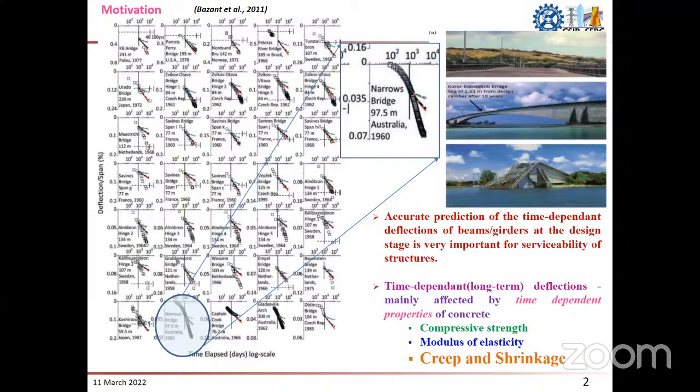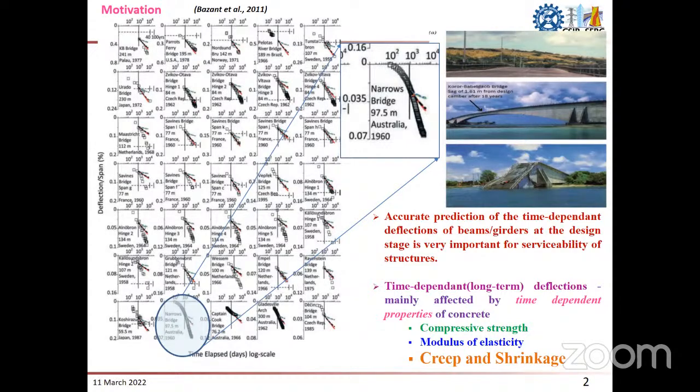The motivation is that accurate prediction of time-dependent deflections at the design stage itself is very important for considering serviceability of structures. But if you see the existing bridges, a lot of old bridges show excessive deflections, and none of the models or codes are able to predict the excessive deflections in prestressed concrete bridges. Recently, many bridges have shown excessive deflections, which shows there is a need for a more rational creep prediction model.